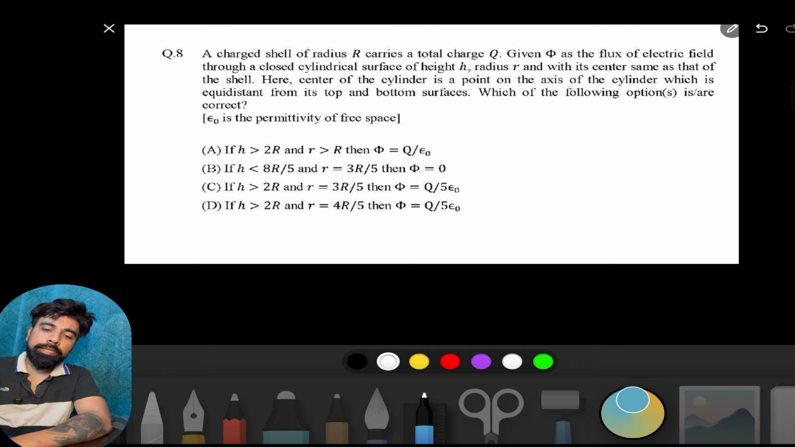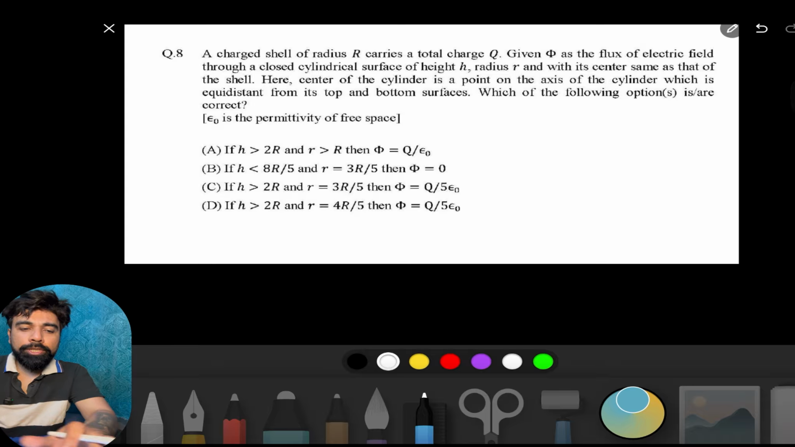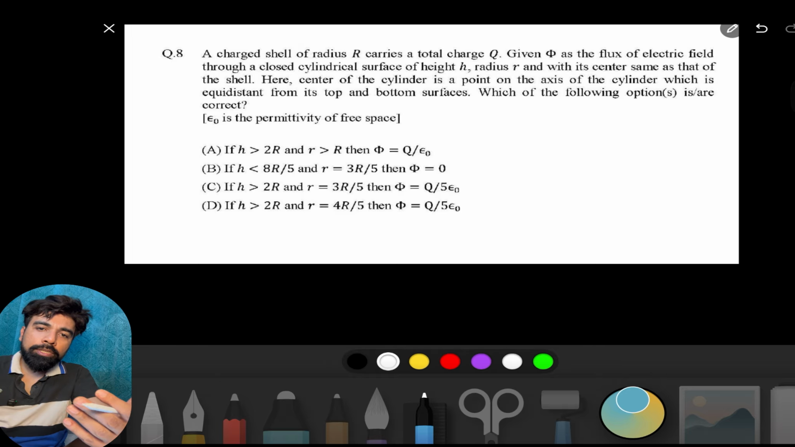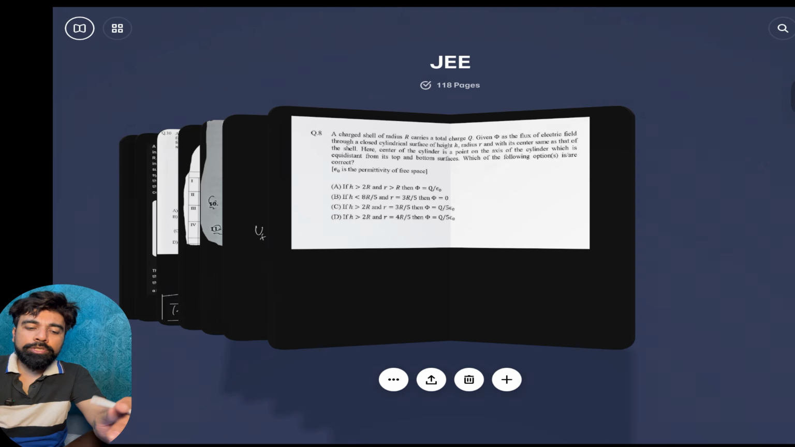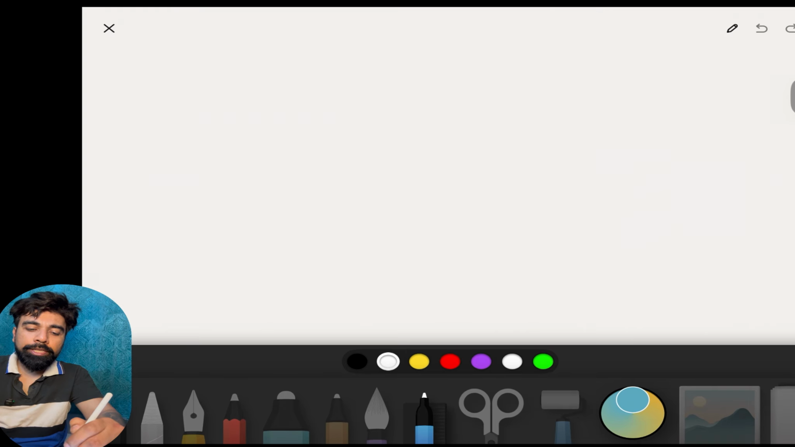As you can see on your screen, this is a problem from Gauss law given in JEE Advanced. So let us try to solve this problem. Before we jump into the solution of this problem, what are the concepts that you need? The first concept that you need is an understanding of electric flux.